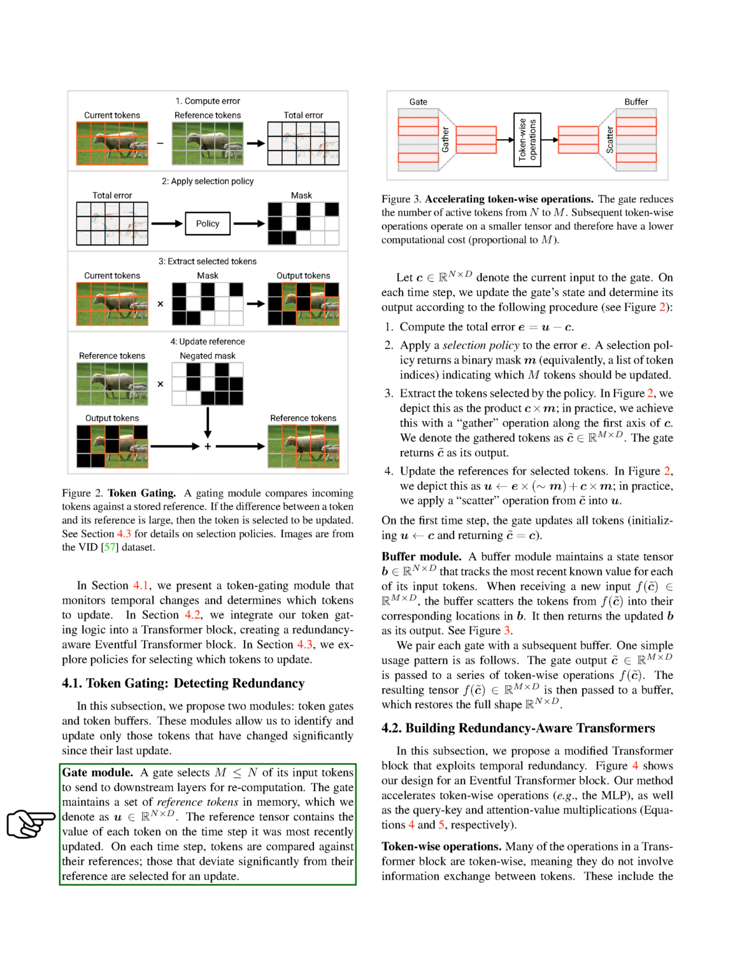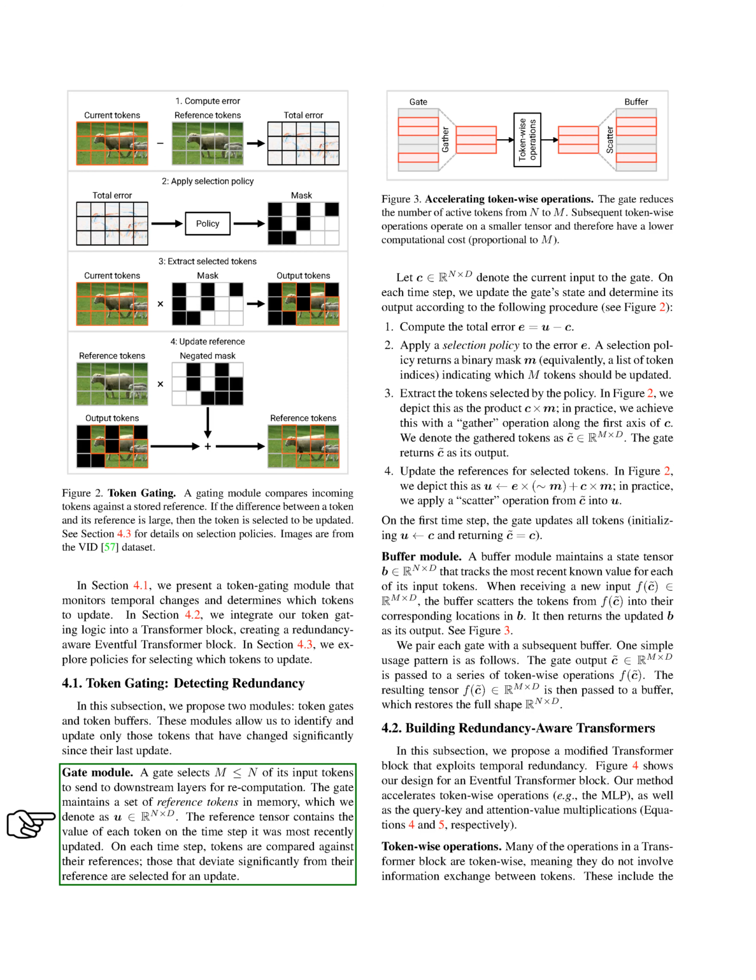At each time step, tokens are compared to their references, and those that differ significantly from their reference are chosen for an update. Let's denote the current input to the gate as c. At each time step, we update the gate state and determine its output using the following steps. 1. Calculate the total error, E, by subtracting C from U. 2. Apply a selection policy to the error, E. This policy returns a binary mask, M, or a list of token indices, indicating which M tokens should be updated.